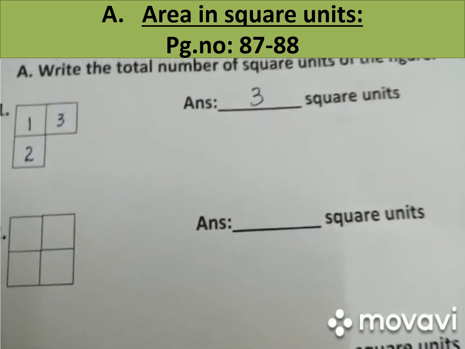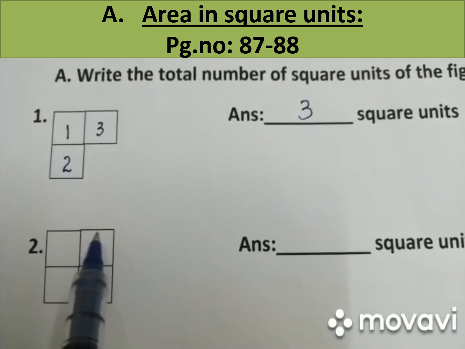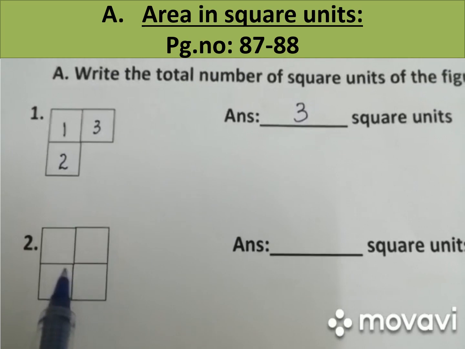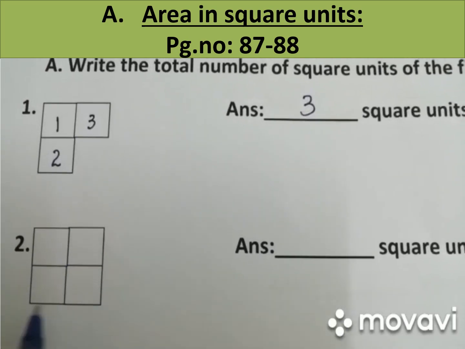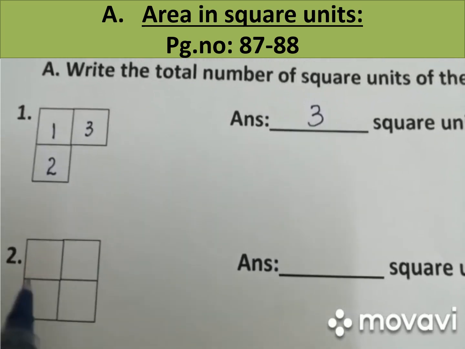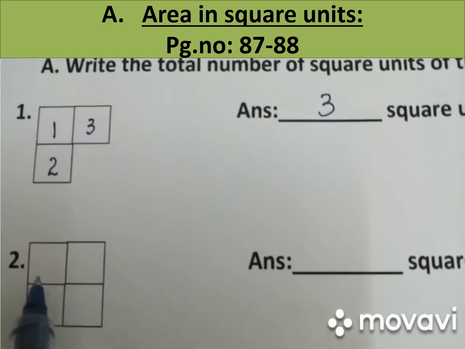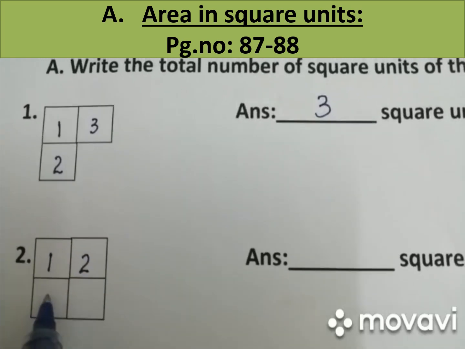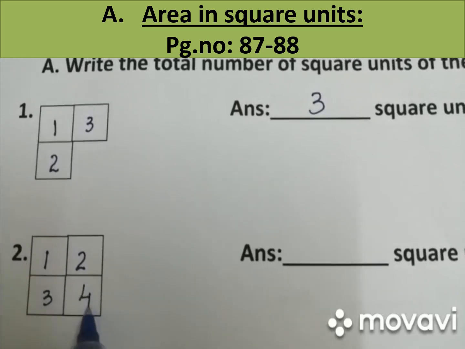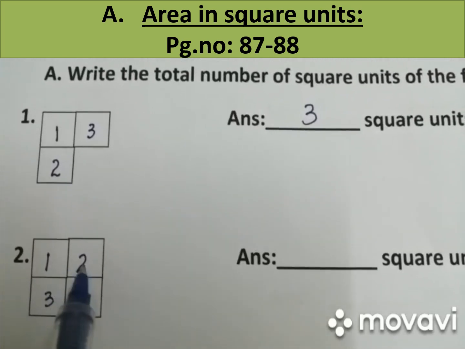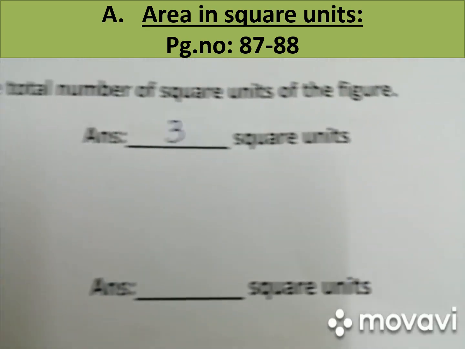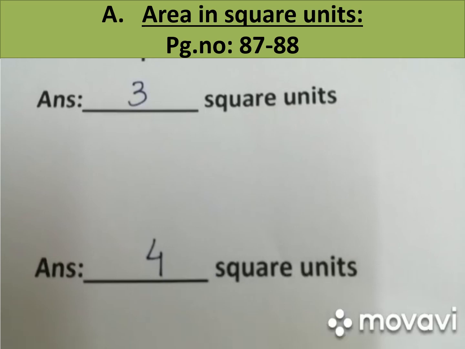Okay. Now let us do another one. See, this is a shape, plain shape. This is a square. Okay. Now we will count how many squares are in this square. How many square units are there? Let's count. 1, 2, 3 and 4. So how many total number of square units are in this plane shape? Very good, excellent. There are a total of 4 square units in this shape.